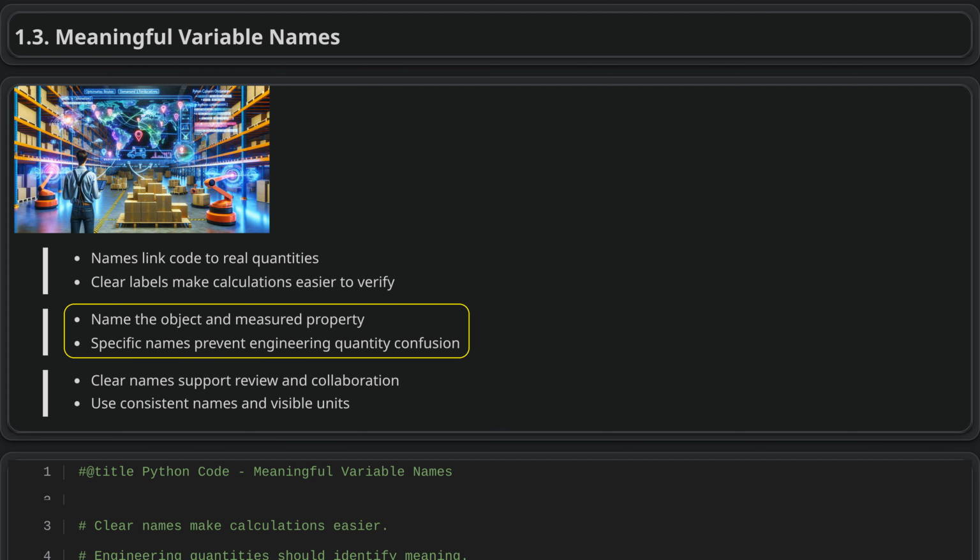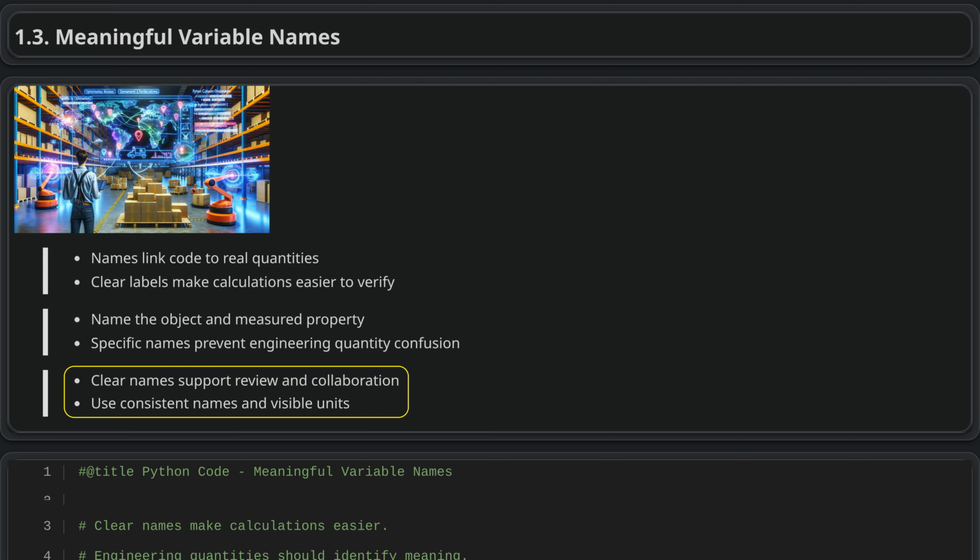In engineering work, variable names should clearly describe both the object and the property being measured. This is especially important when similar quantities appear in the same project, such as different dimensions, flows, or traffic measures. Specific names like peak stormwater flow or daily traffic volume reduce ambiguity and help keep the engineering meaning clear throughout calculations.